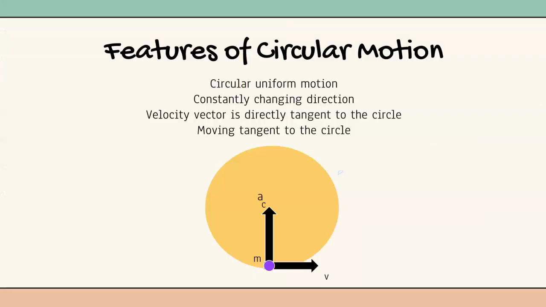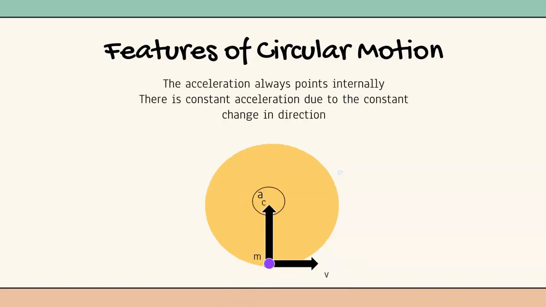So what are the features of circular motion? Circular motion is a uniform motion and it's constantly changing direction. The velocity vector is directly tangent to the circle and will move tangent to the circle as it's going around. So this is what it looks like. The velocity vector is tangent to the circle and the acceleration is going in. The acceleration is always pointing internally, and there is constant acceleration due to the constant change in direction.